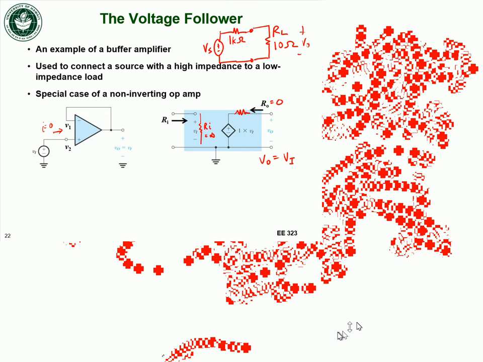Okay, so let's prove that the output voltage equals VI based upon what we know about our op amps. We'll start with this equation, and that equation is from the ideal model of the op amp.